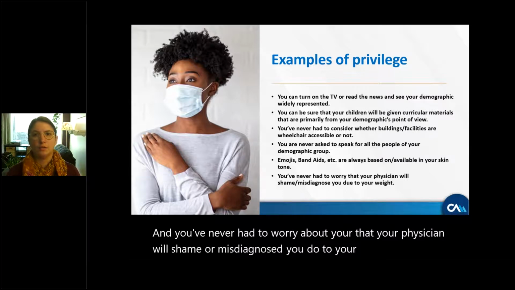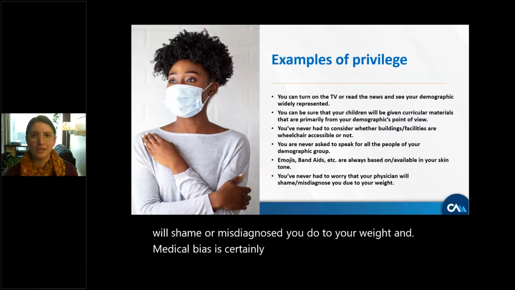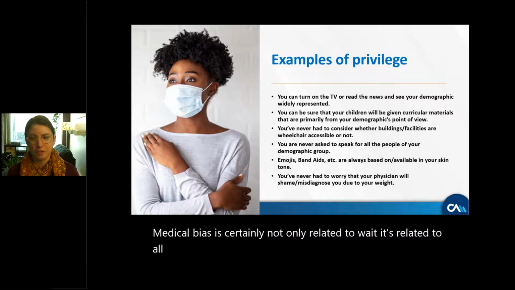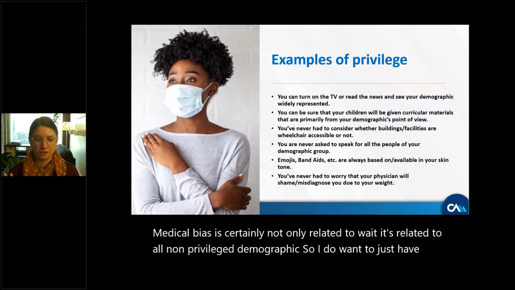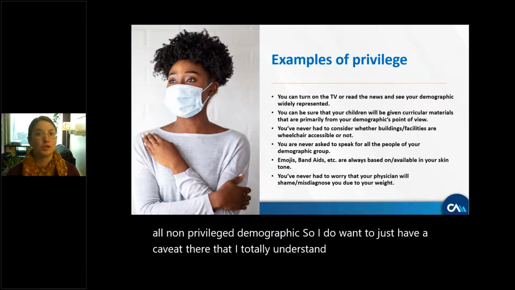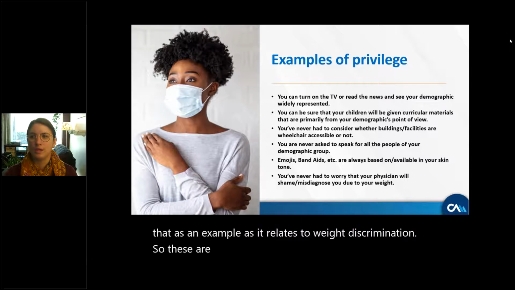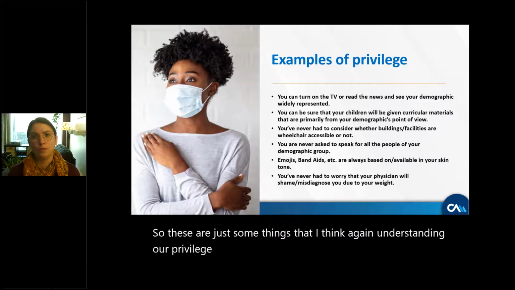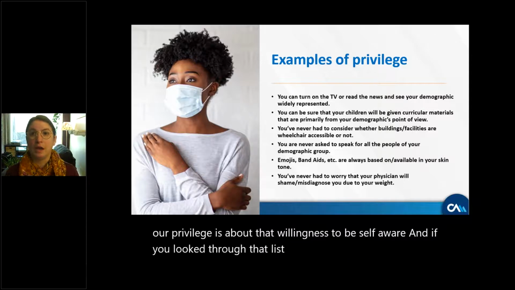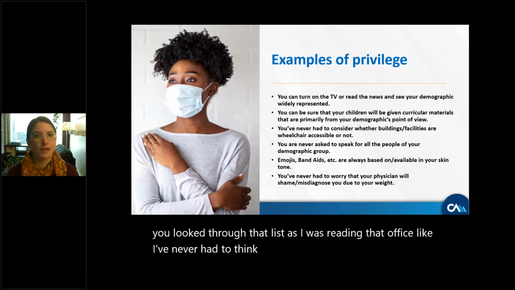And medical bias is certainly not only related to weight, it's related to all non-privileged demographics. So I do want to just have a caveat there that I totally understand that, but I'm just using that as an example as it relates to weight discrimination. So these are just some things, and again, understanding our privilege is about that willingness to be self-aware. And if you looked through that list as I was reading it off, it's like, I've never had to think about that. You're right, I haven't had to think about that.